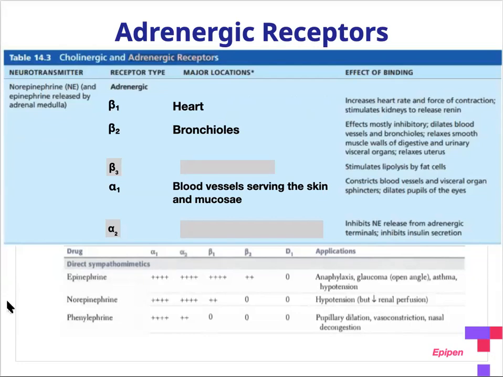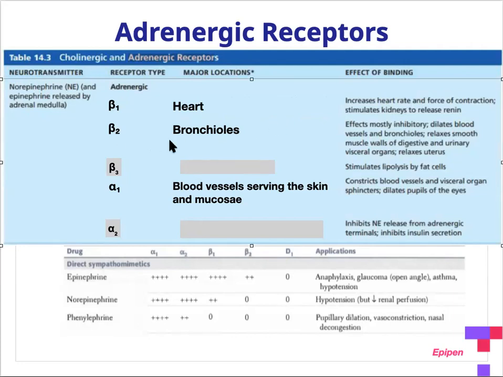Okay, so adrenergic receptors. I've really simplified this table to point out a few key things that I need you to know right now. Beta 1, you have one heart and two lungs, right? So it should be pretty straightforward to remember that because you have one heart, two lungs. So beta 1 is going to affect your heart mostly. Beta 2 affects mostly your lungs, especially the bronchioles. The beta 1 effect on the heart is that it increases heart rate as well as force of contraction.